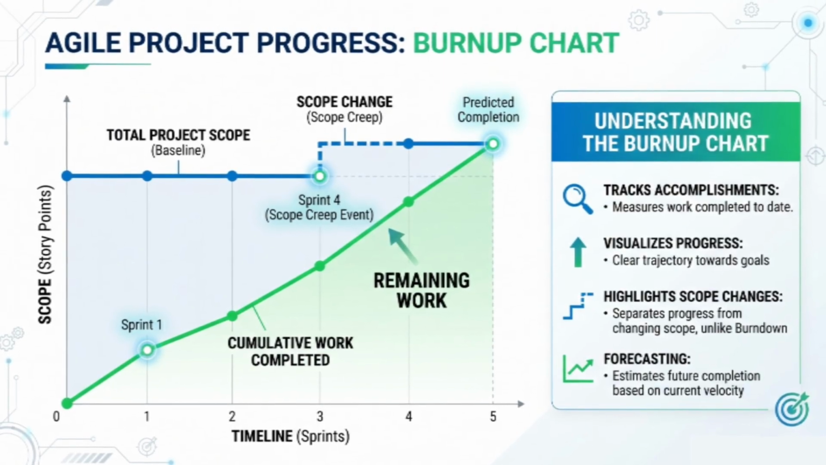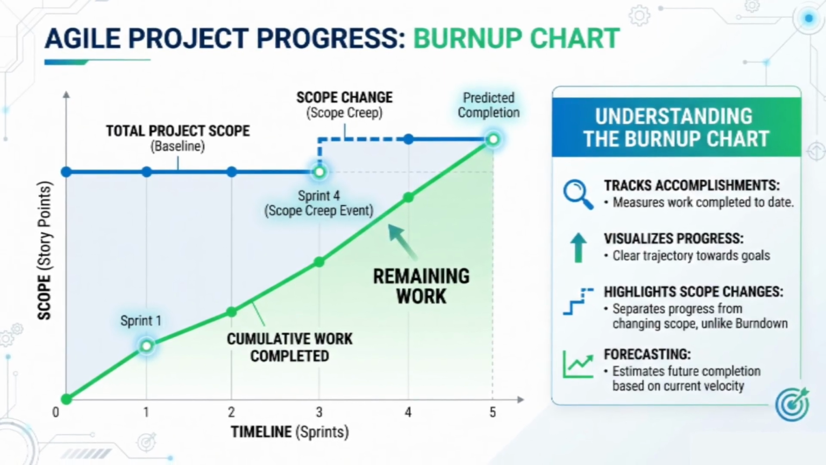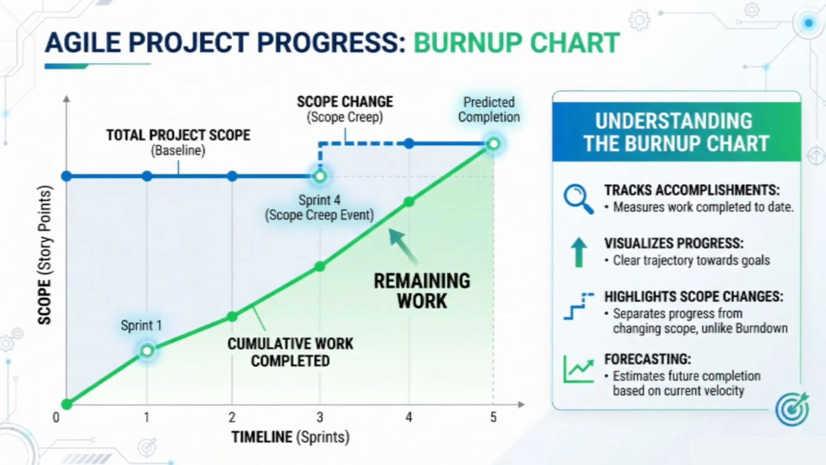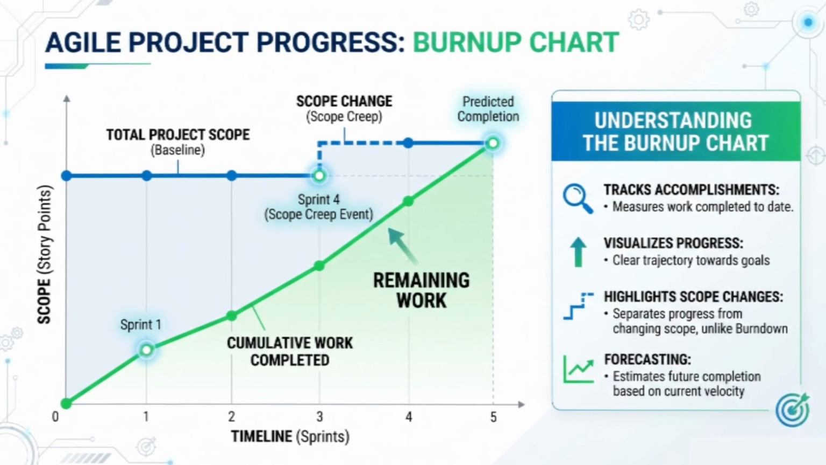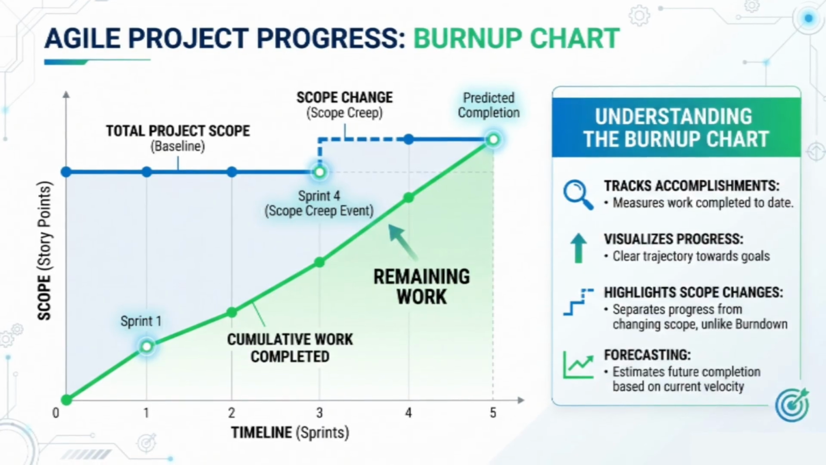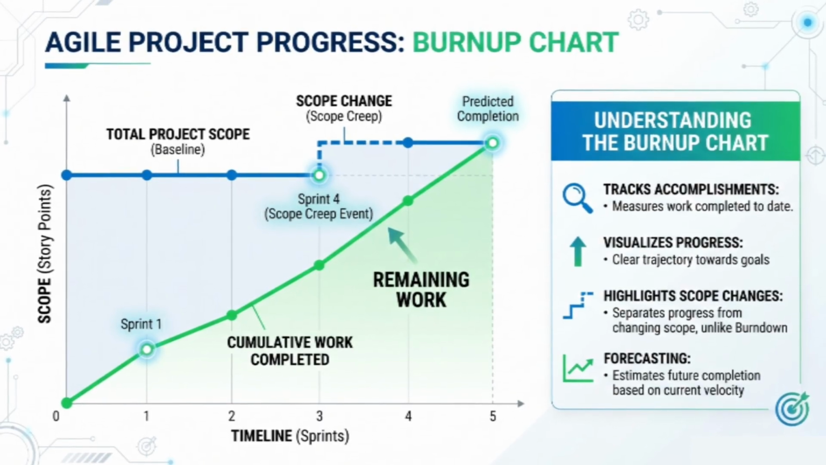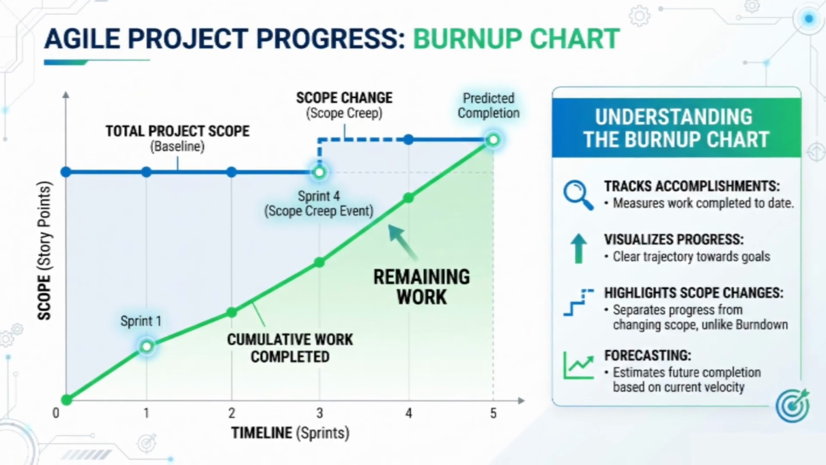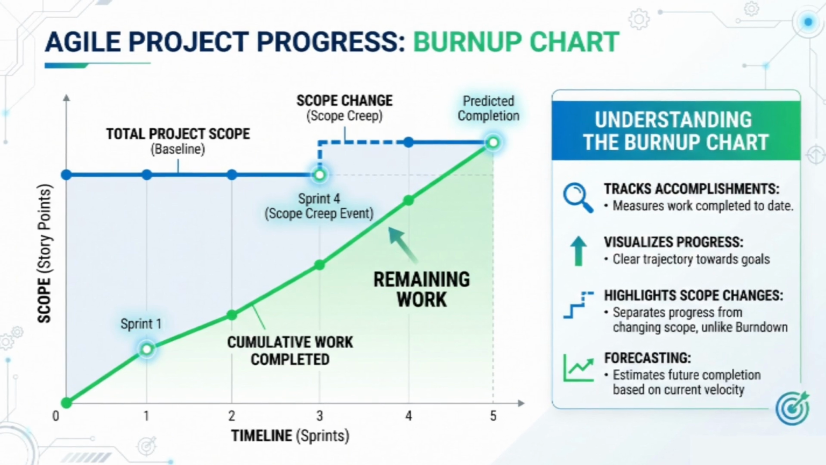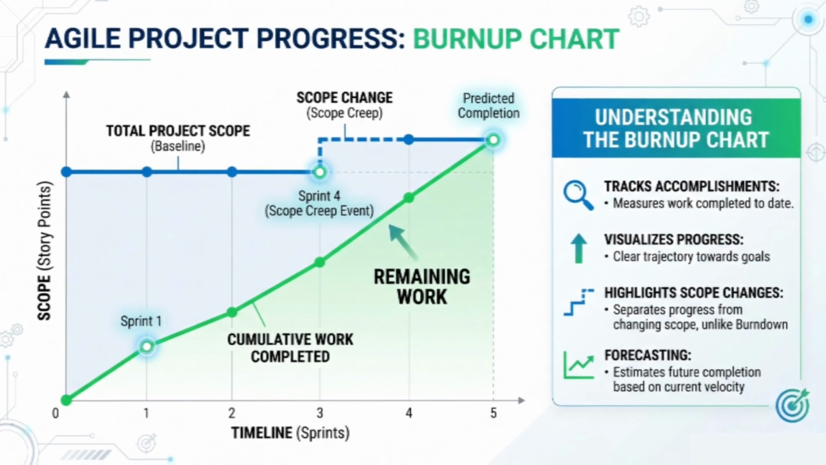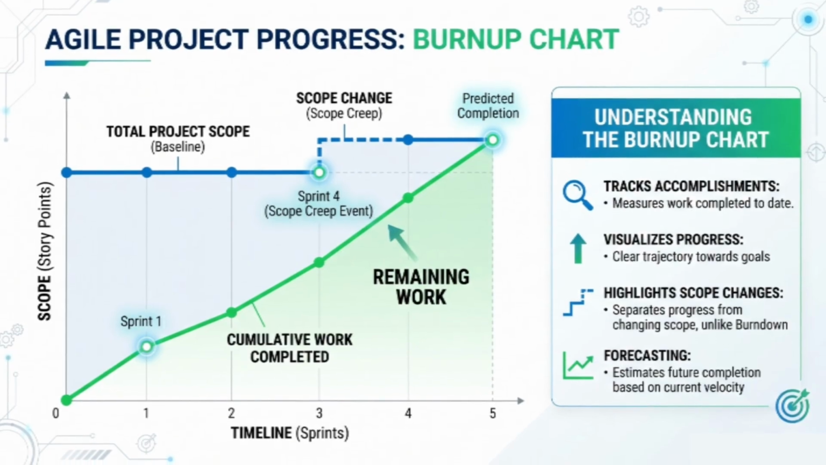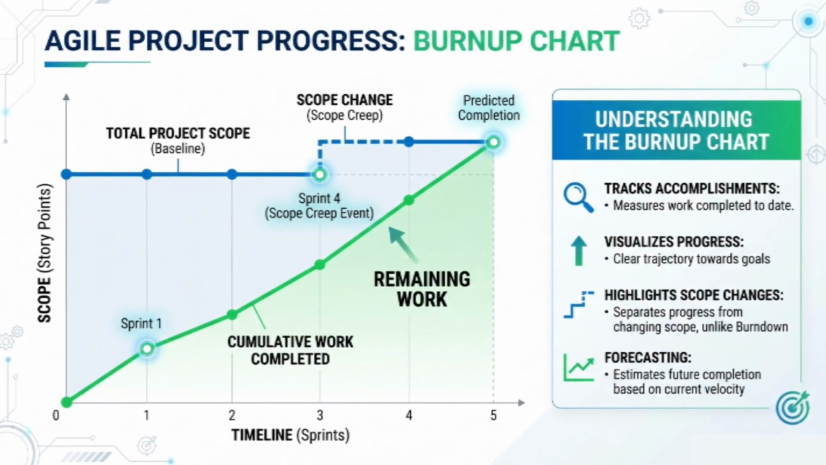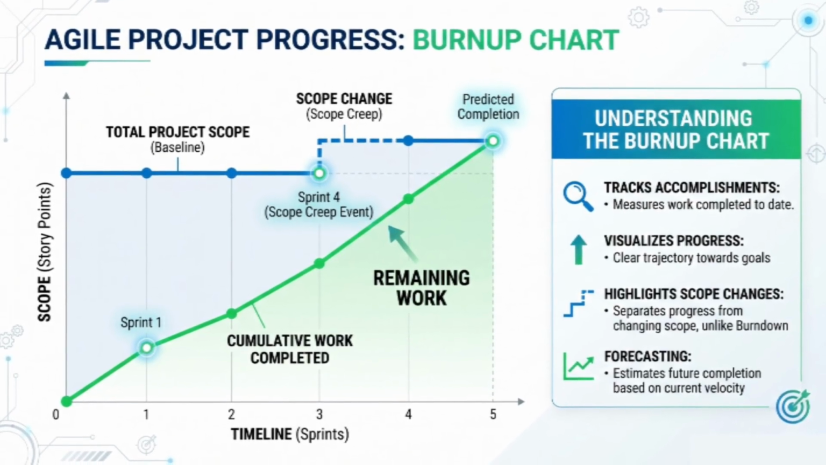The burnup chart shines when project requirements are fluid. If a client adds new features, the scope line at the top jumps higher. Your team's progress line doesn't drop. It just means the finish line moved. This makes the burnup chart a fantastic tool for transparency. It shows stakeholders exactly why a project might be delayed. Not because the team is slow, but because the scope is increased.